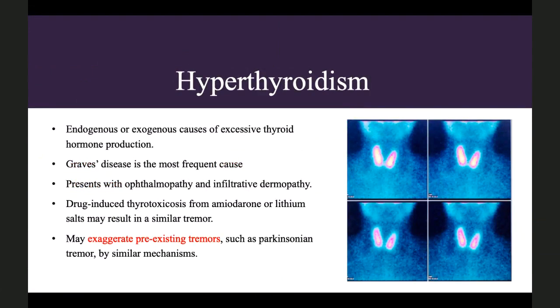Next, we move on to hyperthyroidism, which occurs from endogenous or exogenous causes of excessive thyroid hormone production. And Graves' disease is the most common cause. It presents with ophthalmopathy and infiltrative dermopathy. This condition can A, exaggerate pre-existing tremors, and B, produce its own tremor, which is also seen in drug-induced thyrotoxicosis, as with amiodarone or lithium.